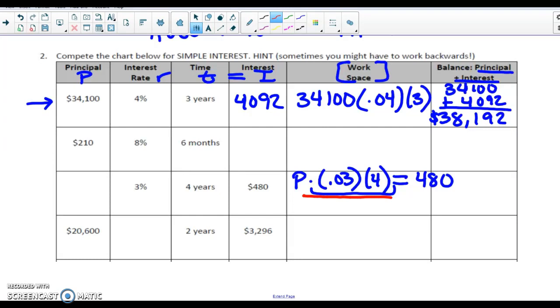Dividing. So I'm going to divide by 0.03 and 4. Make sure you divide by 0.03 and then divide by 4 to find out what your principal is. You should get 4,000. And you can check it.